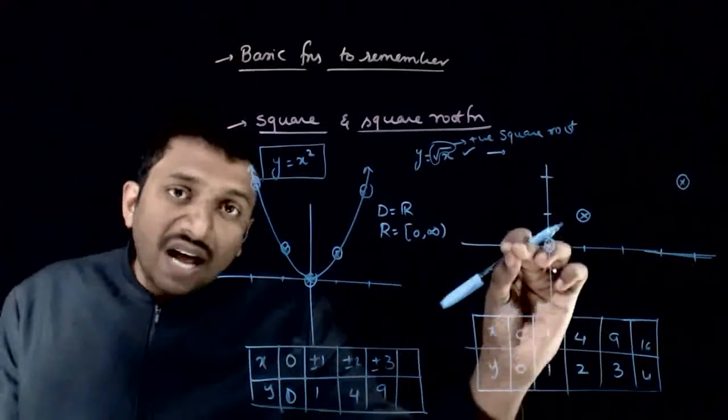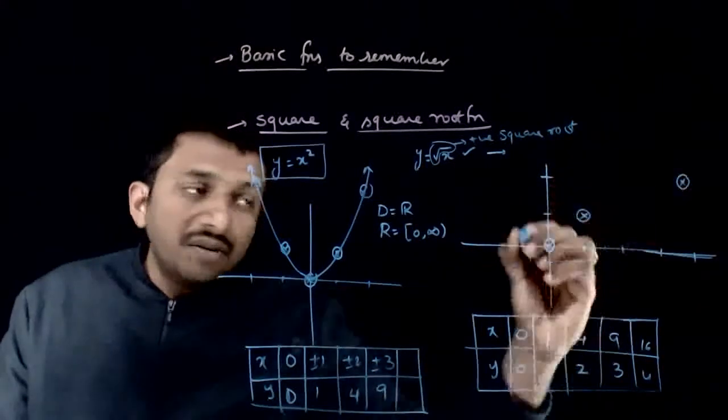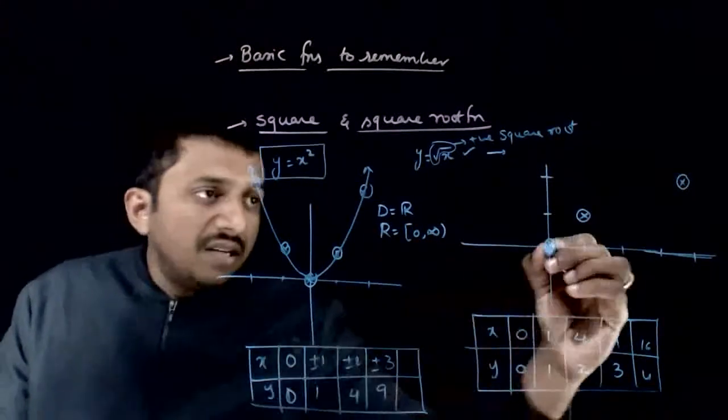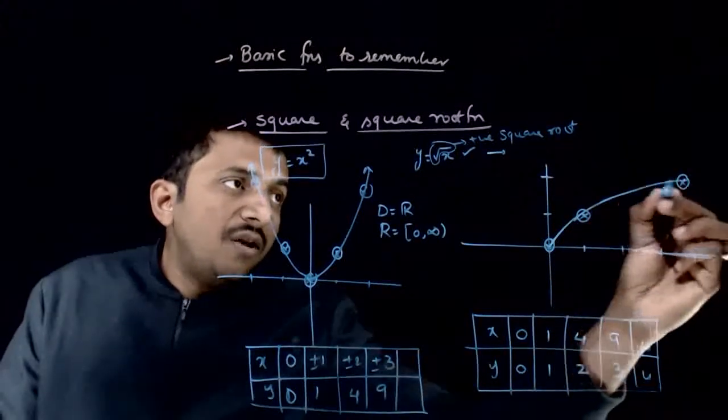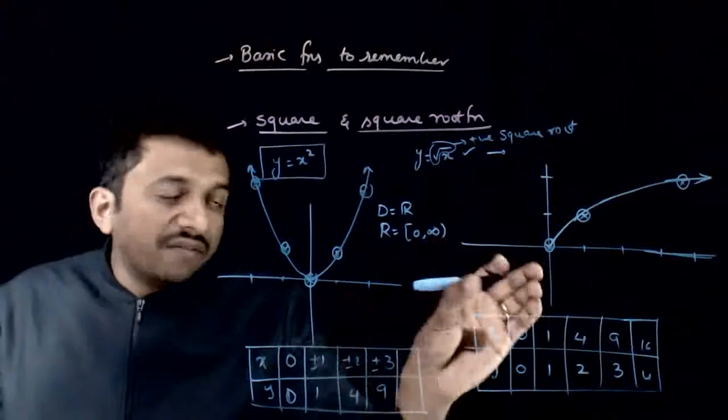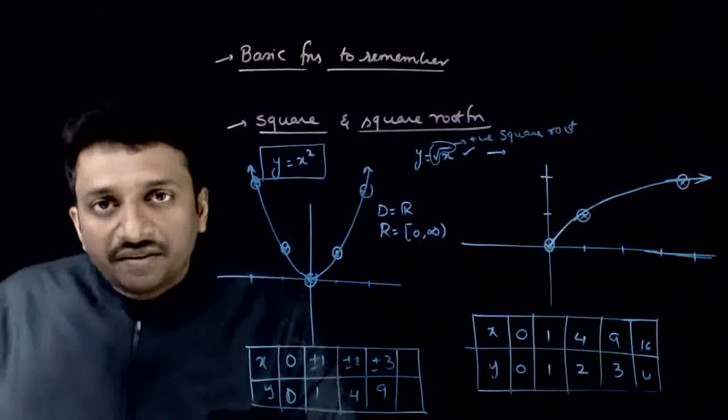So can you see that the graph is becoming flatter? It's not a straight line. The graph is becoming flatter. So the curve looks like this. The curve slowly becomes flatter.